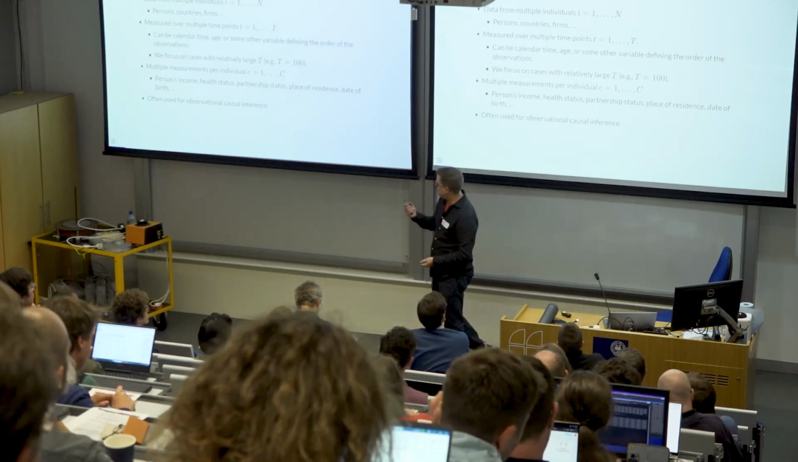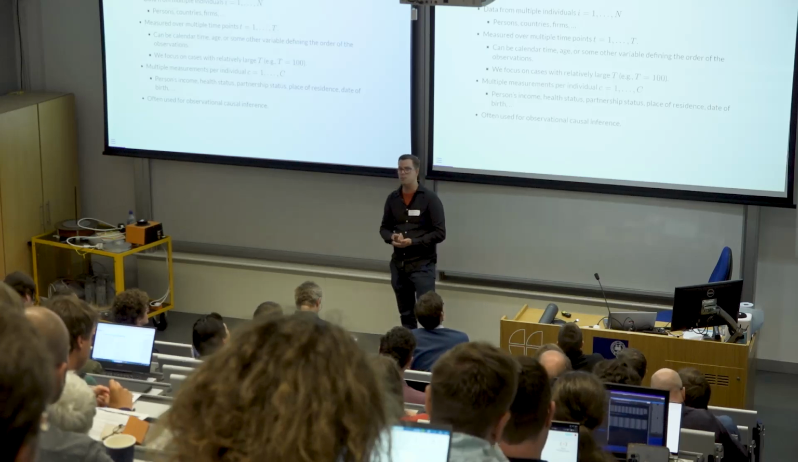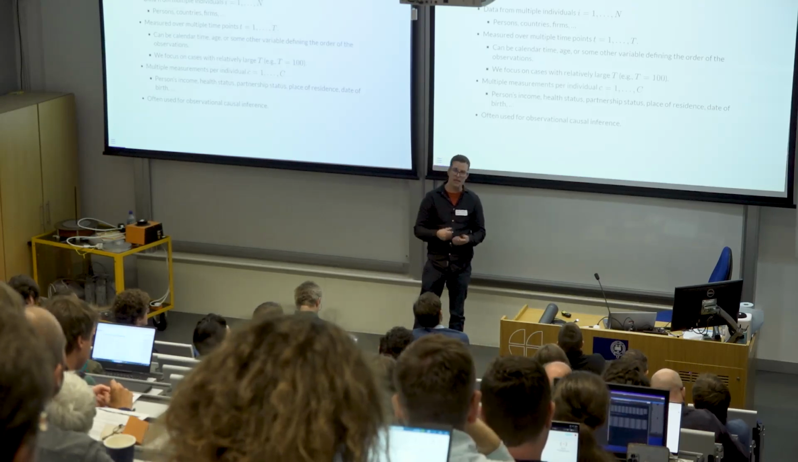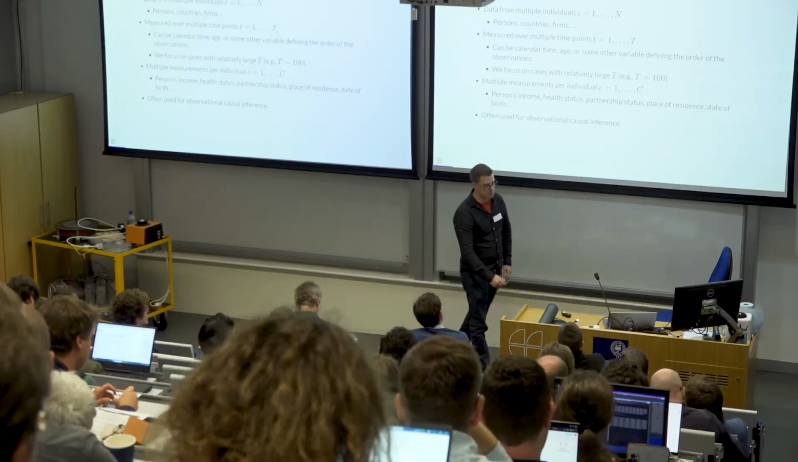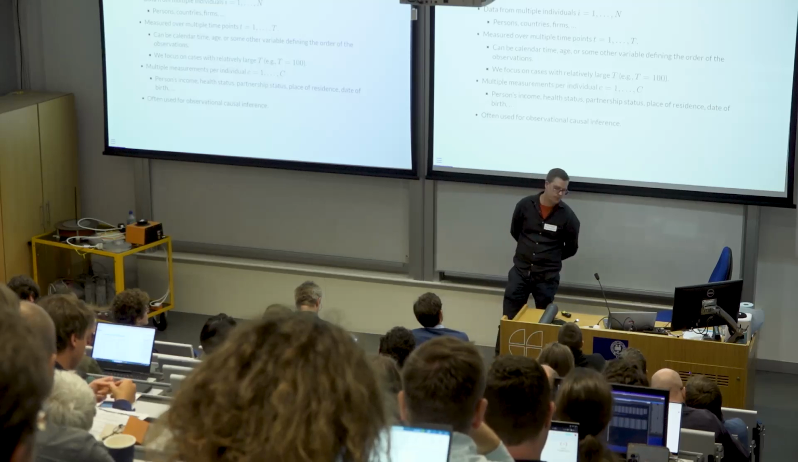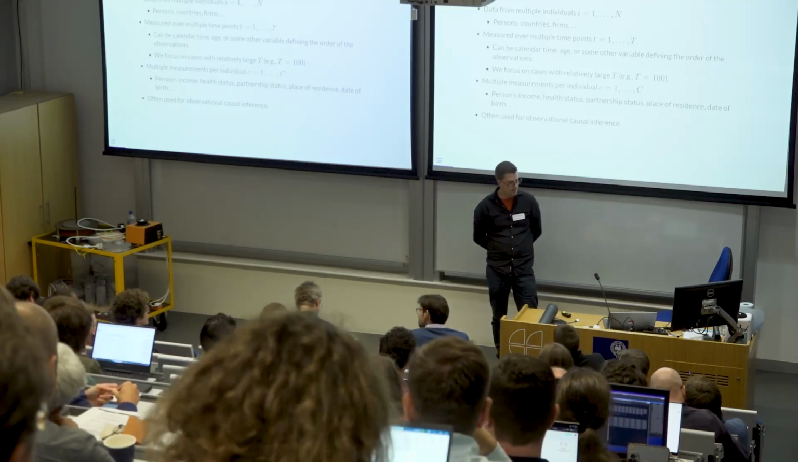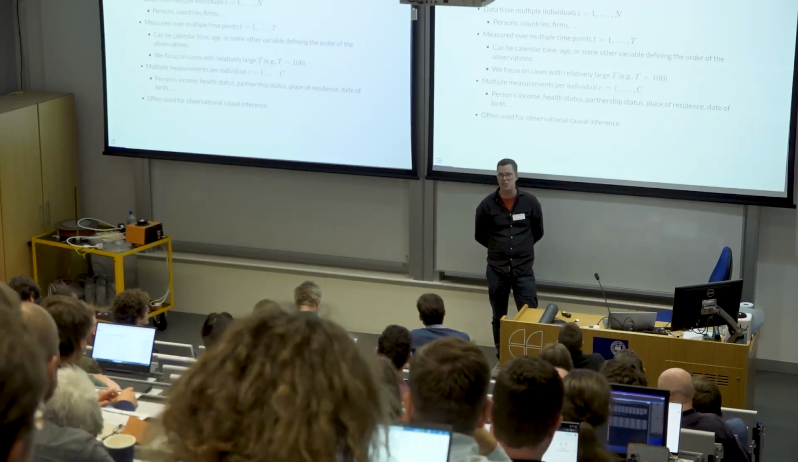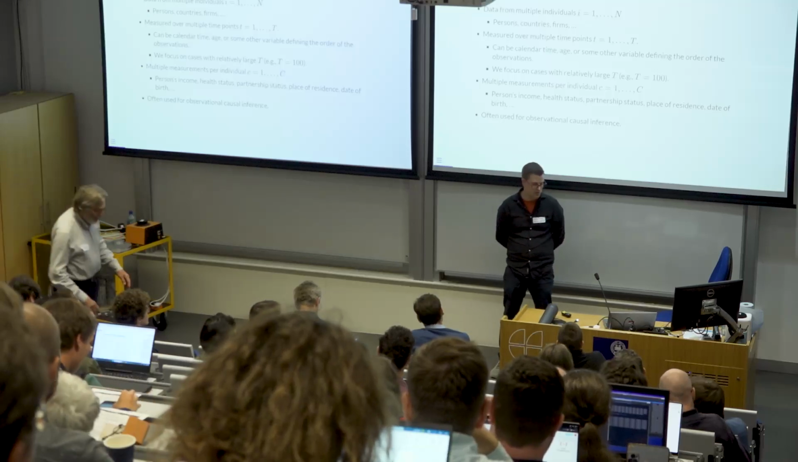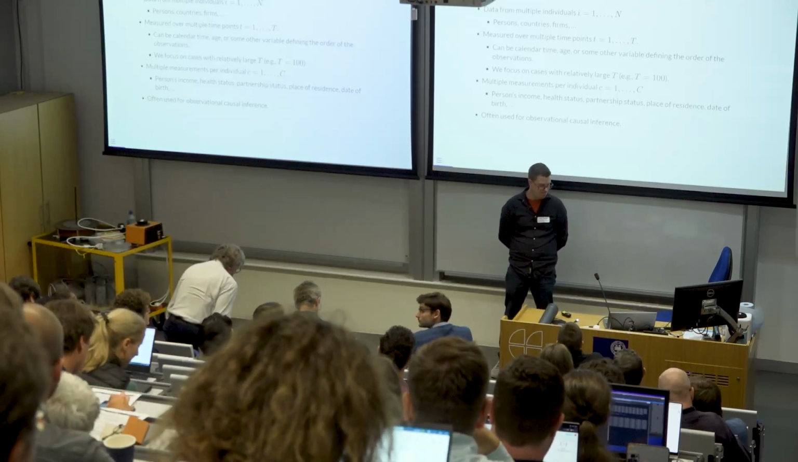We could have measured or recorded a person's income or their health status and partnership status, where they live and when they were born and so on. So often you get this kind of data from some registers and things like that. And what you would like to do with such data, well, of course it would be nice if we could make some causal claims, and that's what we are after.